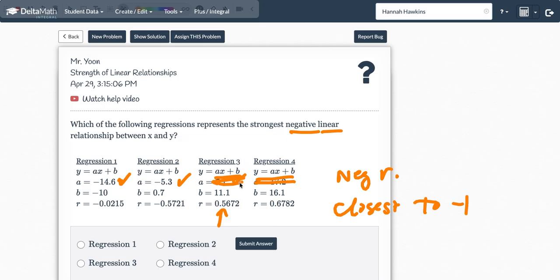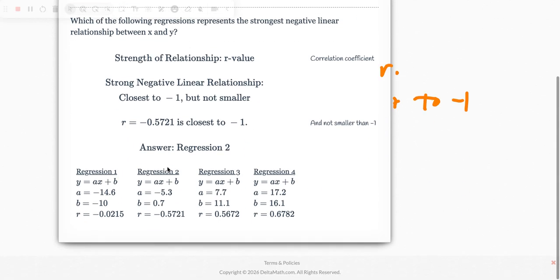Oh, sorry, this is not negative, that's positive. My eyes are bad, so ignore that. It's between these two. This is negative 0.02. That's darn close to 0, but this is the one we want. So I'm pretty sure it's going to be regression 2.